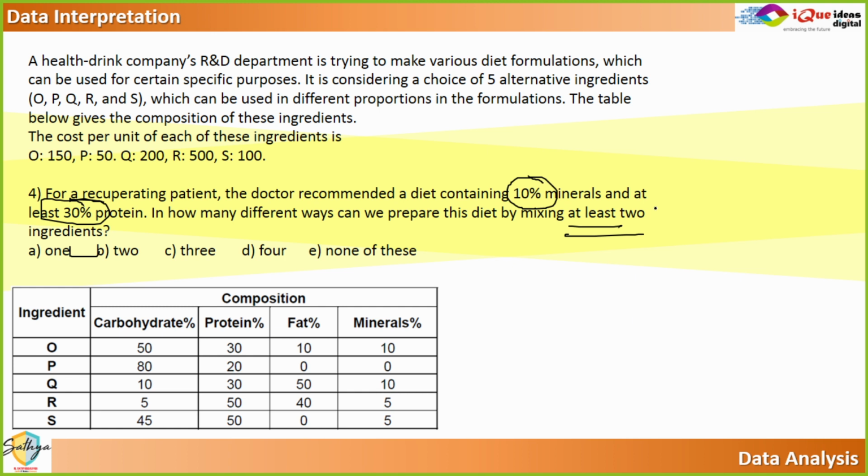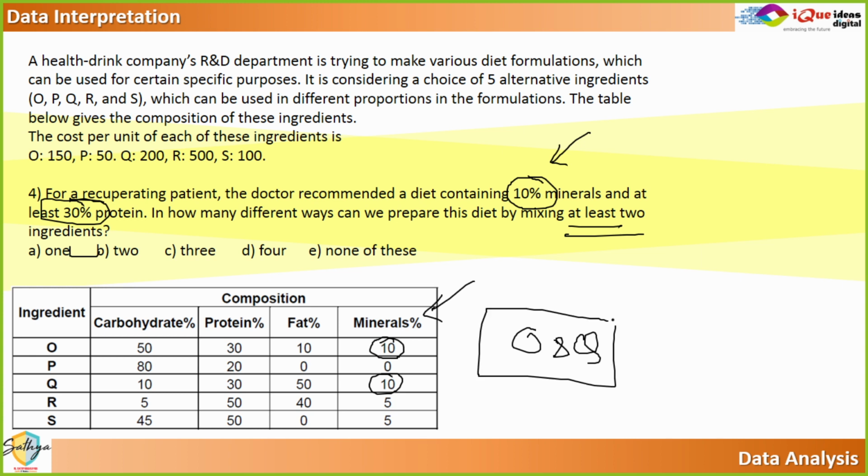Right. So my first condition is that it must have at least 10% minerals. In minerals, there are only 2 ingredients which have 10%, O and Q. Other than O and Q, I cannot mix anything, because if I mix anything, the percentage will drop. So other than O and Q, there is no combination which can give me 10% minerals. And of course, O and Q, protein wise, gives 30%. So the only combination possible is O and Q, which means there is exactly one combination which can be my answer. Sorry, it should not be C, it is A.